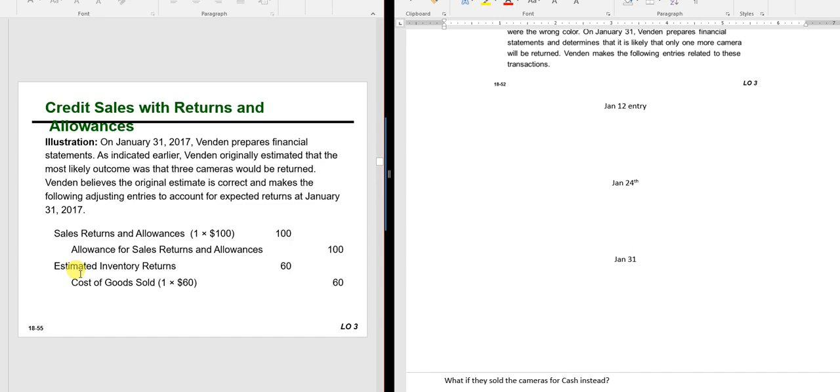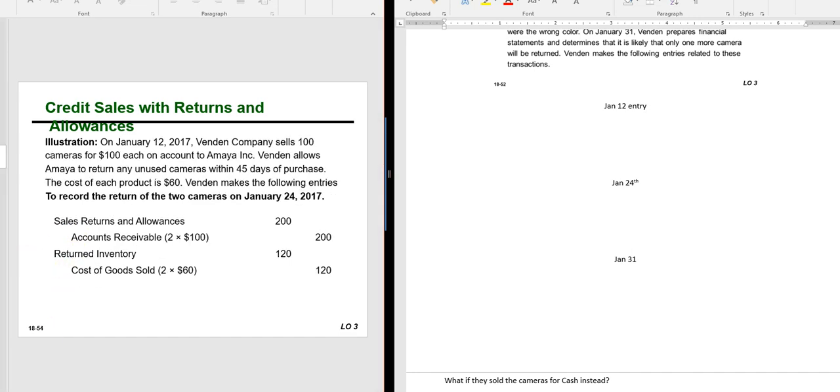So look, I still debit sales returns and allowances. I can't credit accounts receivable because I don't know whose it is. Whenever I credit accounts receivable, I have to put the name of the person that no longer owes me money. So I can't do that. I know it's not inventory, etc.